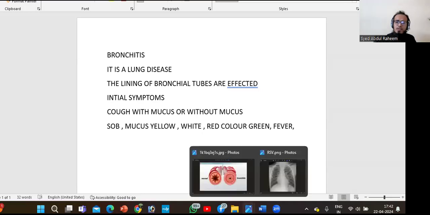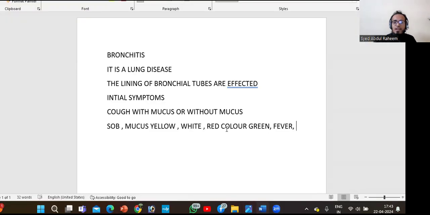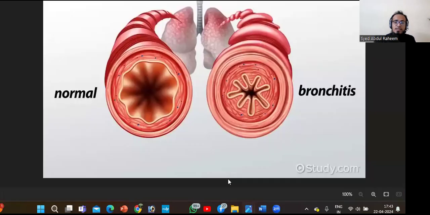So let's see some images here. You can see that this is the normal bronchi. This is the bronchitis. This is the inflammation. So that's the reason, when you check the patient with the stethoscope, what will you get? You will get a wheezing sound. Wheezing sound indicates the inflammation, and you can see that this is what happens in bronchitis.